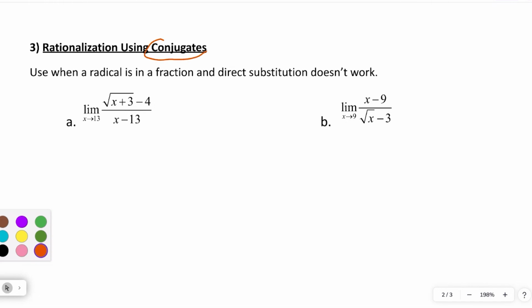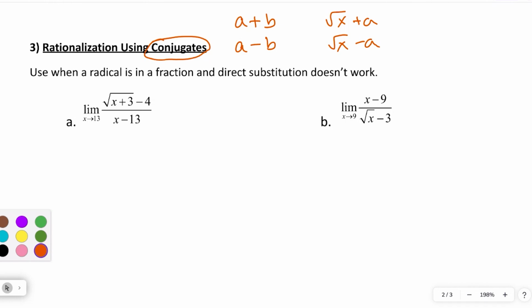Okay, so conjugates. Conjugates are like a plus b and a minus b. If you're talking about imaginary numbers, a plus bi and a minus bi. If you're talking about these kind of radicals, it would be like root x plus a and root x minus a. And what we're going to do is multiply both the numerator and the denominator by the conjugate of the side that has the radical. Hopefully after we go through it, you'll see why we want to do that.